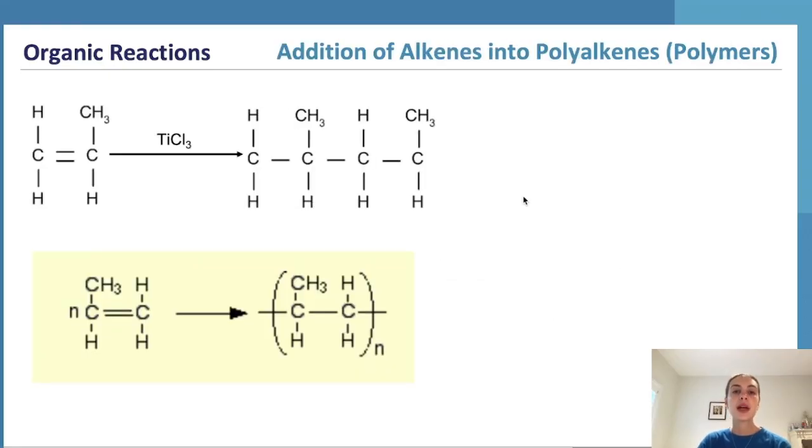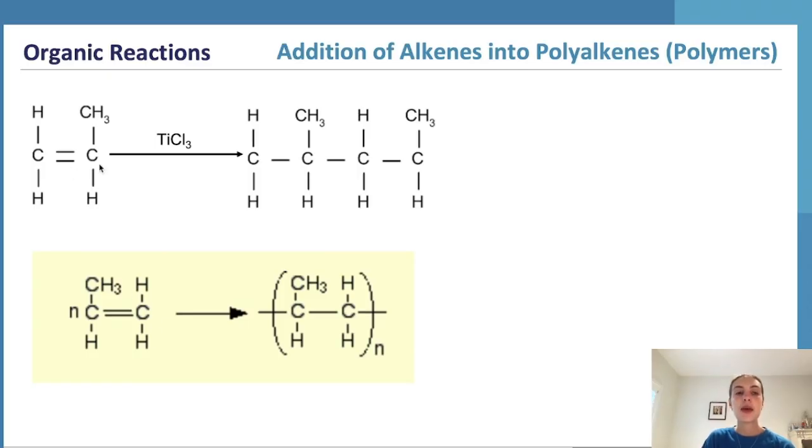The next one we can look at is an addition reaction of alkenes to form polyalkenes. And so this is known as a polymerization reaction. We're producing polymers. And this is talked about a lot further into Unit 4, so I won't delve into this too much, but I will just briefly give an overview of what this is. So basically, if you combine alkenes with a catalyst such as TiCl3, you can form what's known as a polyalkene.